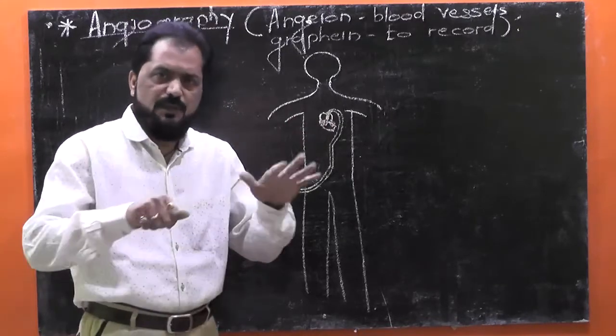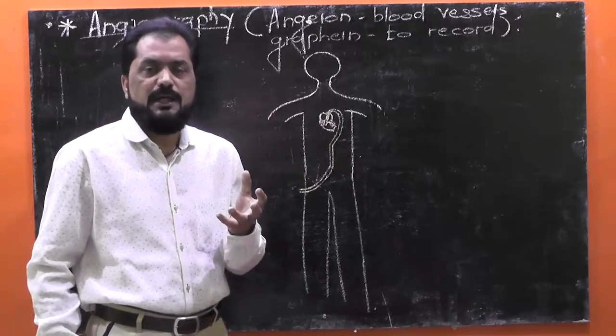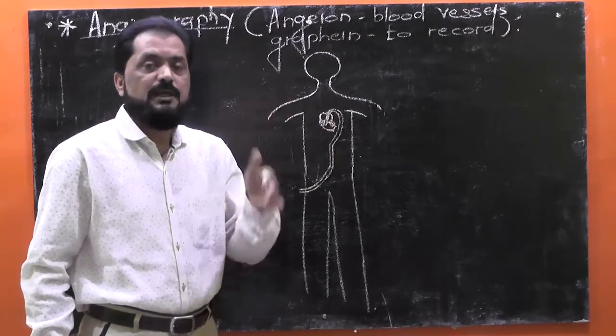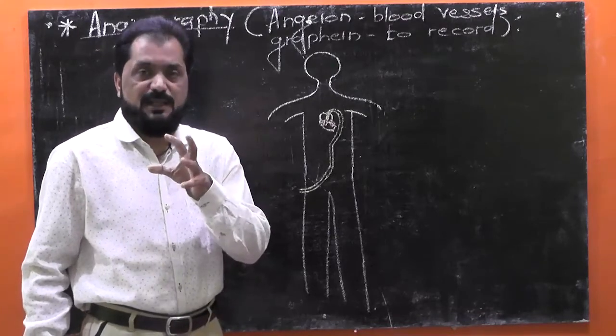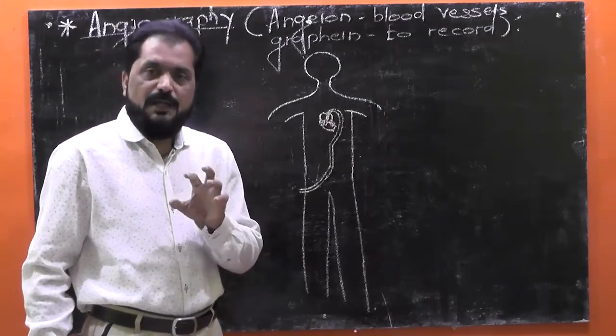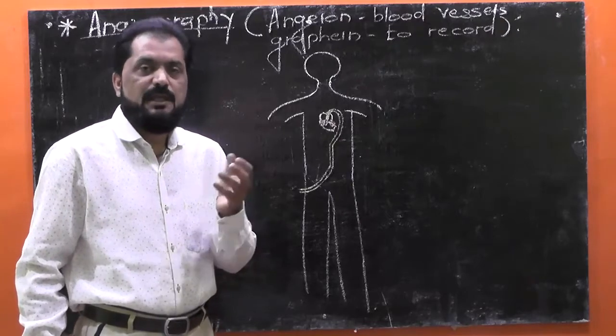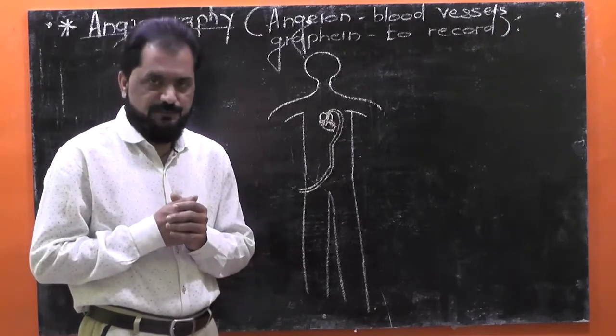Because the dye is filled in the coronary arteries, those coronary arteries appear darker than the surrounding tissue and its X-ray images are taken continuously.